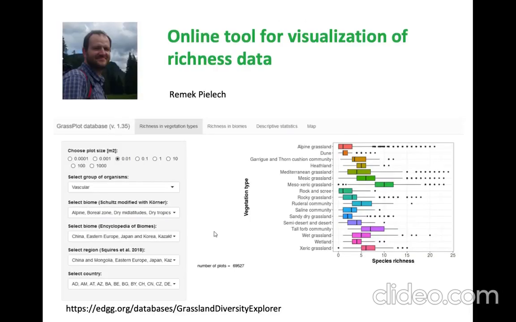A new open access tool stemming from the collaborative network between the EDGG and GrassPlot is the GrassPlot Diversity Explorer, which allows dynamic online queries and analysis of the up-to-date content of the GrassPlot database, including descriptive statistics for grassland diversity in any combination of grain size, taxonomic group, biogeographic region, and vegetation type. This tool was created by Remek Pilek, that you see here in this pic, and we all gratefully acknowledge him for making the GrassPlot Diversity Explorer available.